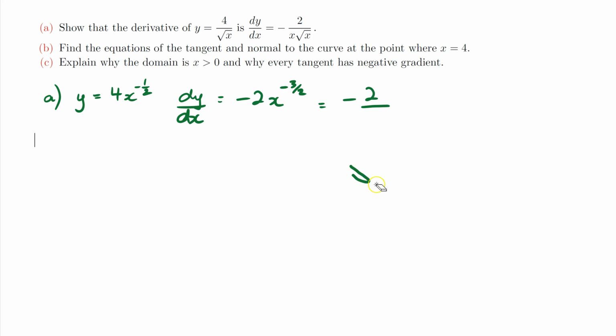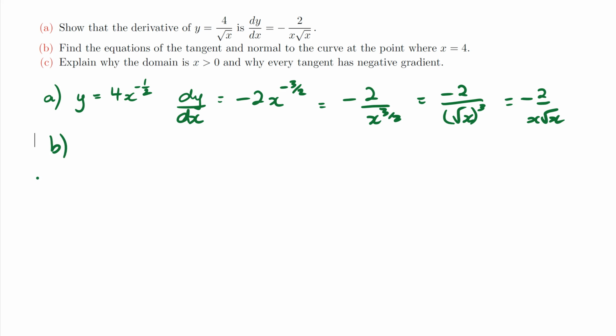Now what is x to the 3 on 2? Well, x to the 3 on 2 is the square root of x cubed. And if we have the square root of x and it's cubed, then this is root x by root x by root x, and a root x by a root x is x. So it's minus 2x times root x. Takes longer to say than do.